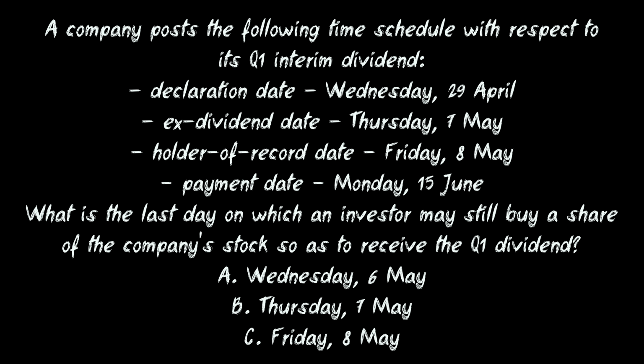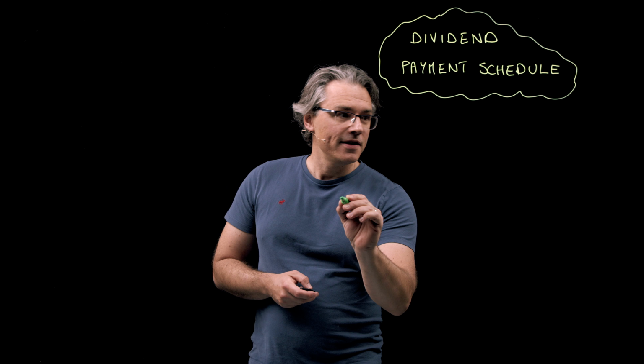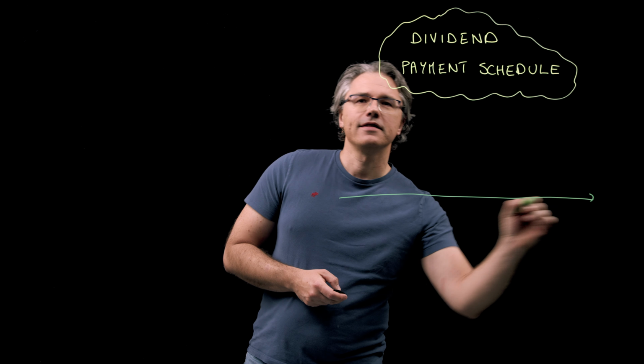What is the last day on which an investor may still buy a share of the company's stock so as to receive the Q1 dividend? And we've got A, Wednesday the 6th of May, B, Thursday the 7th of May, or C, Friday the 8th of May. So I think the best thing to do is draw this out on a timeline.